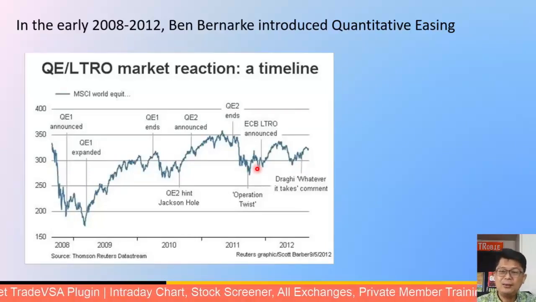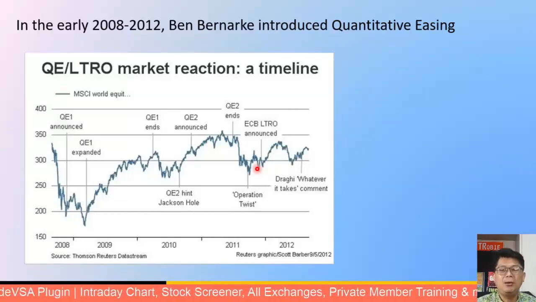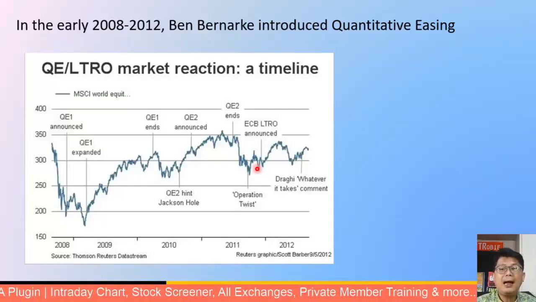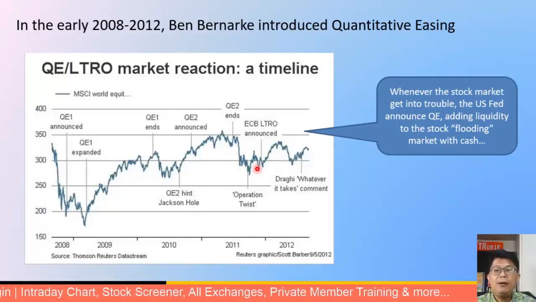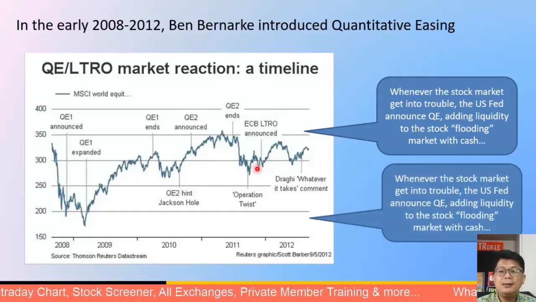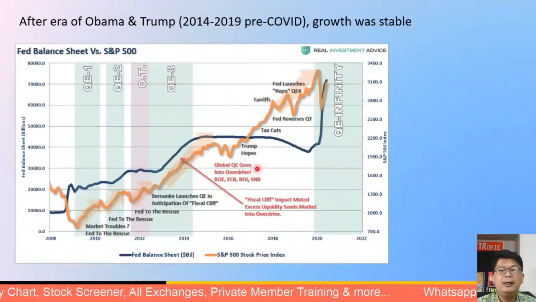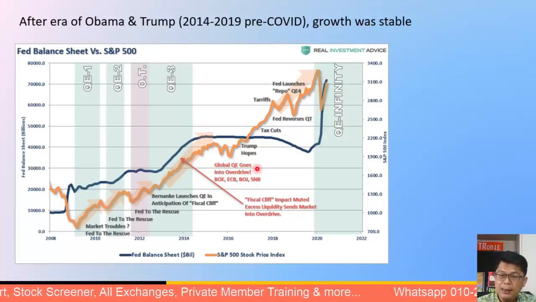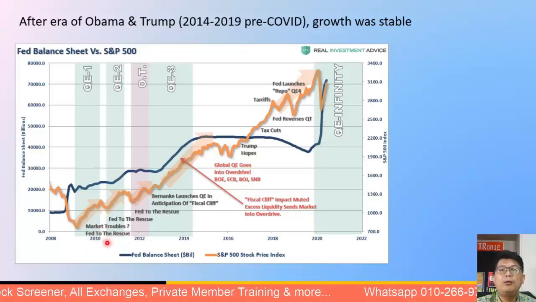In Chinese, they say this is grandfather's money. Whenever there is grandfather's money, no problem. They will come in and support. So this is what is actually happening. If you look very deeply, I'm going to show you the next chart. Whenever the stock market gets into trouble, the US Fed will announce QE, adding liquidity and flooding the stock market with cash. Even after the Obama and Trump era, in 2014, continuing where we left off from 2008, you can see here: market trouble, Fed to the rescue.